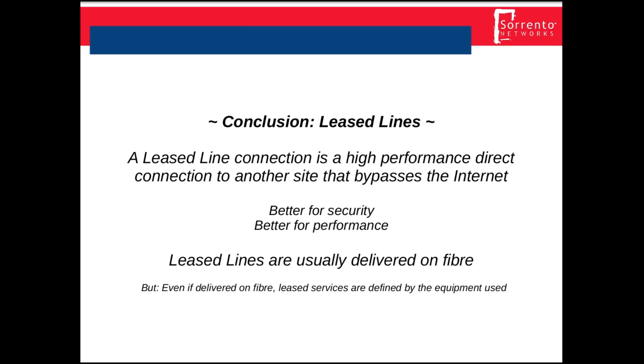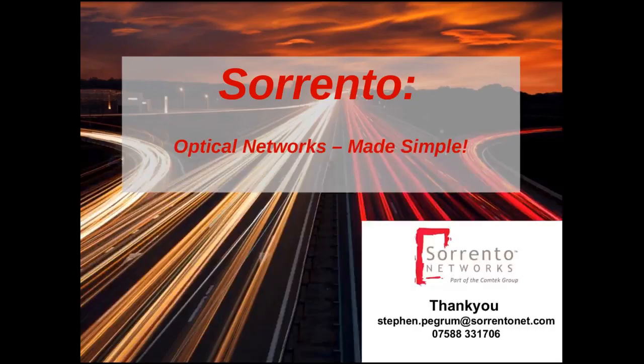So, conclusion. A leased line is a high-performance direct connection to another site that bypasses the internet. It's better for security, it's better for performance in many ways. Leased lines are normally delivered on fibre, more of which we'll speak about on another occasion. They can also intersect with the internet, but they don't need to. So the crucial point is that the performance of this network, which is dedicated to you, is far, far better than you will get from any broadband internet service provider.